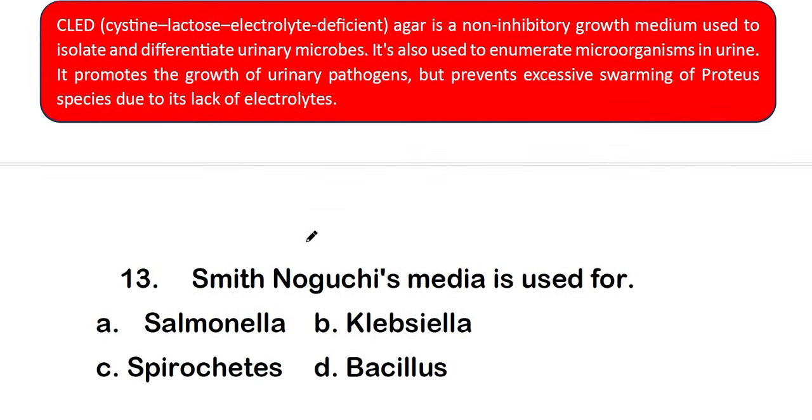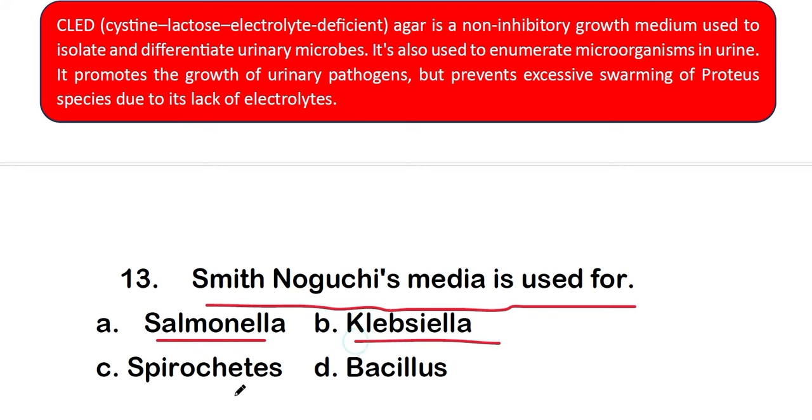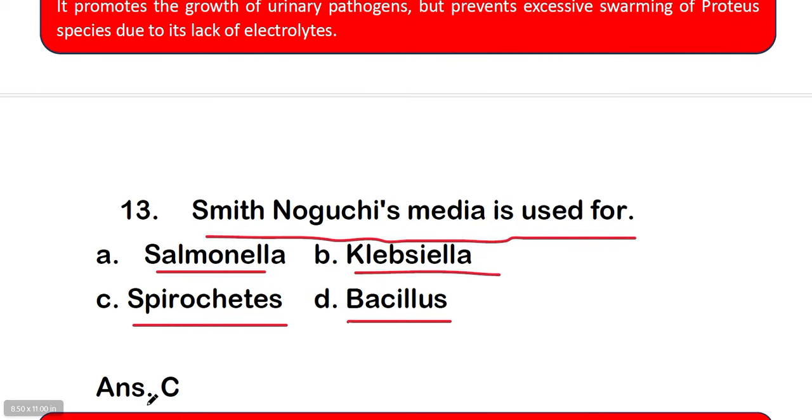So let's move on to question number 13. Smith Nagoshi's media is used for option A, Salmonella, option B, Klebsiella, option C, Spirochetes, option D, Bacillus. And the right one is option C, that is Spirochetes. So Smith Nagoshi's media is used for Spirochetes.